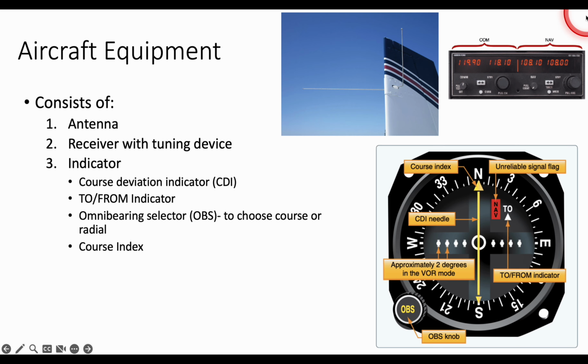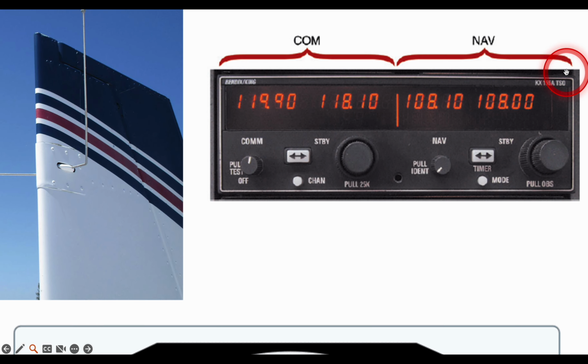So a couple ways you could do that. Looking at this receiver right here, you'll notice that this volume knob says pull ident. So what you can do is you pull this knob out slightly, and then you can adjust the volume a little bit, and you should be able to hear that Morse code over the radio.